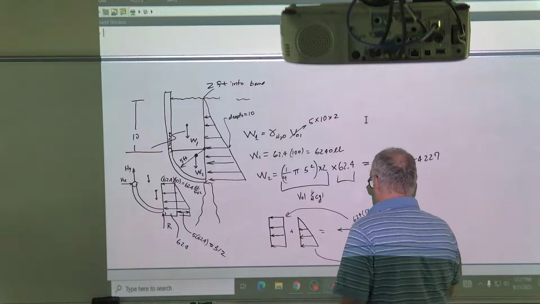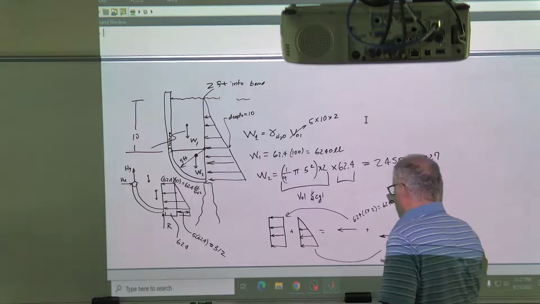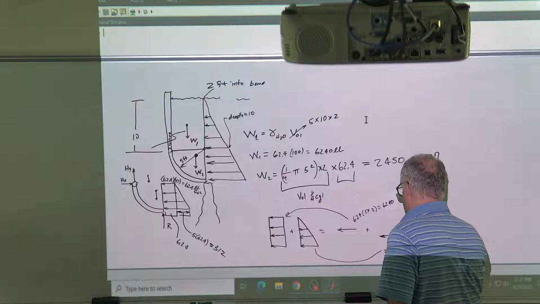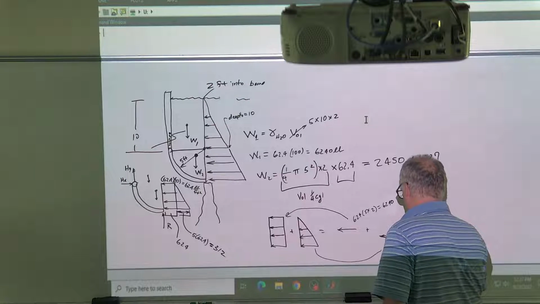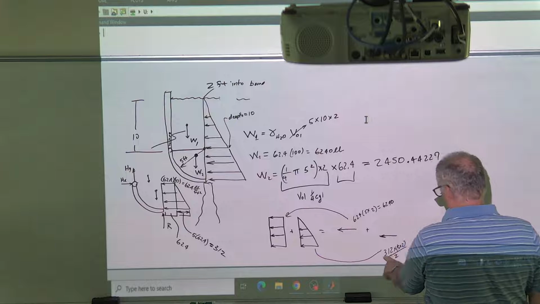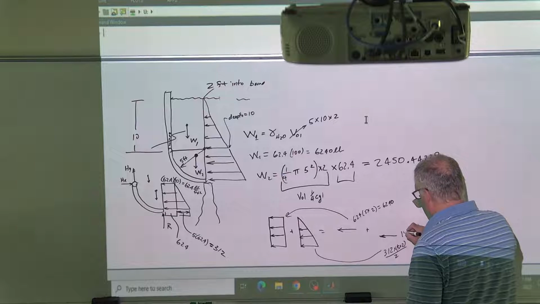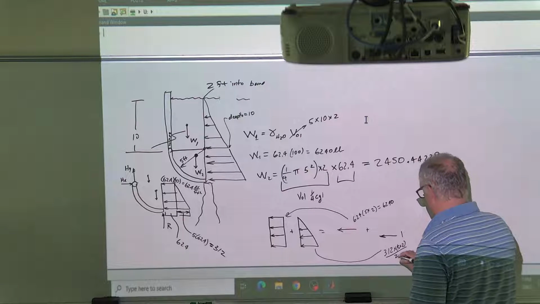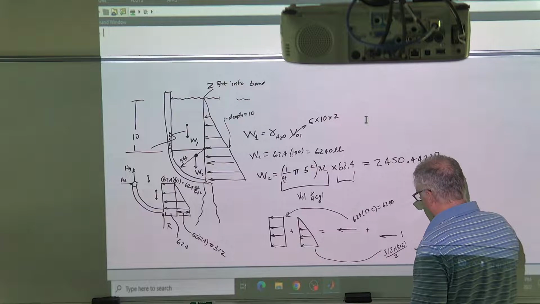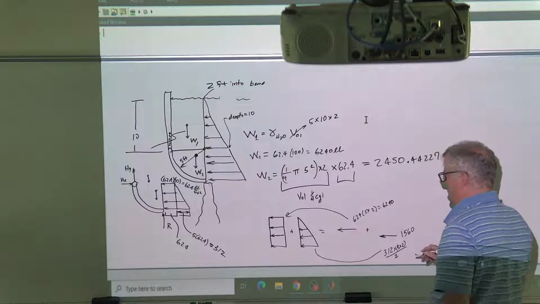Now this one is going to be acting a third up from the bottom. It's going to be 1/2 times a 5 by 2, however, half of it is gone. So that's 312 times 5 times 2, over 2. 1560. Okay, so 1,560 pounds.